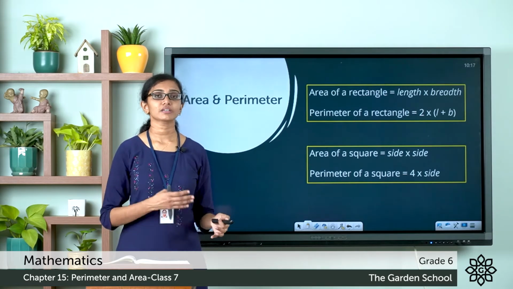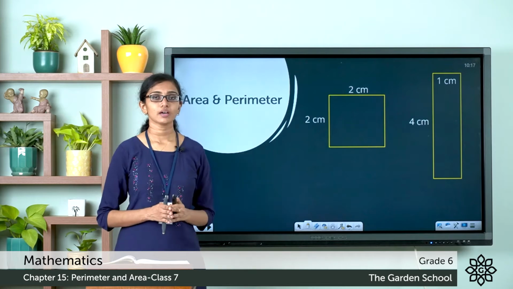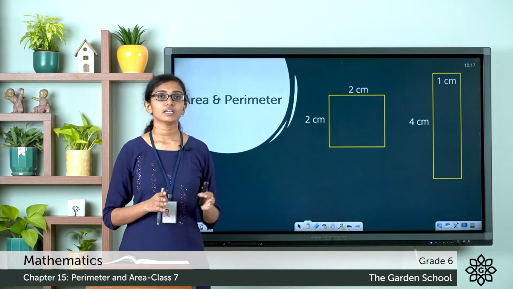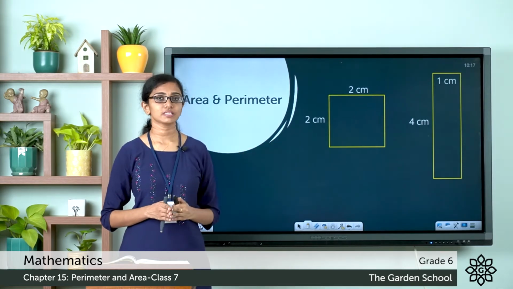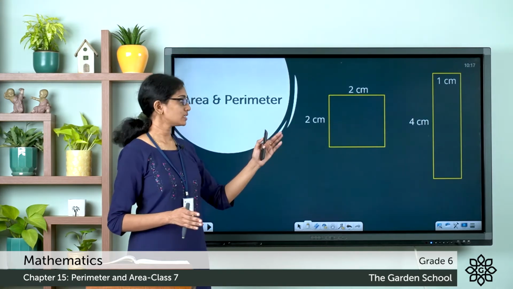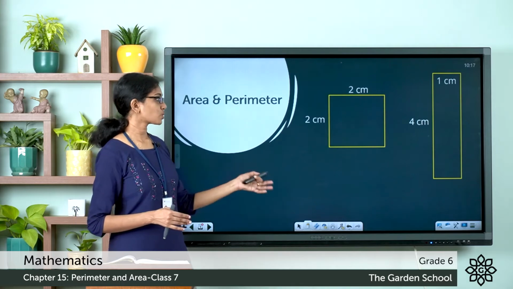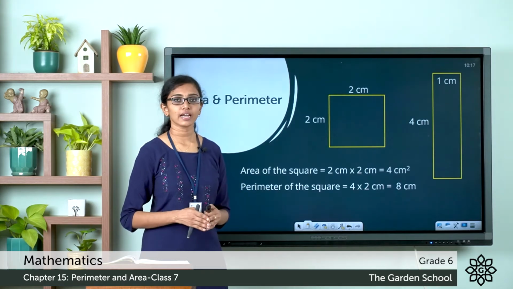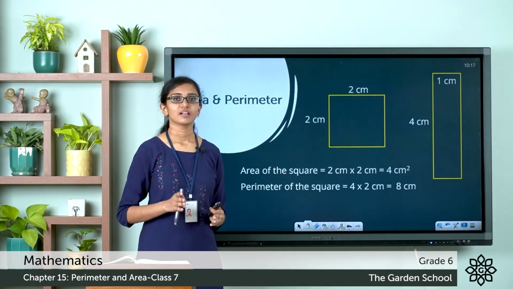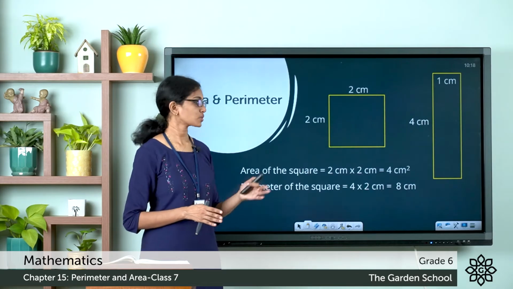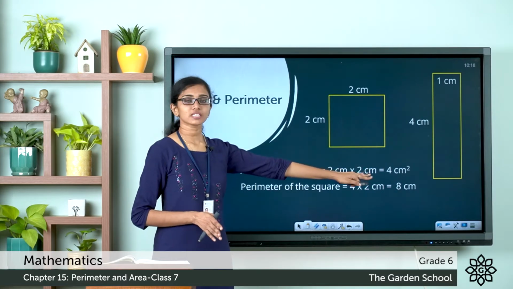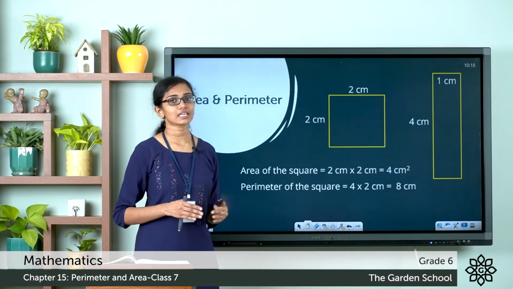Now, coming back to the example. Here we have a square with sides 2 cm each. Now, we can see a rectangle. The longer side or the length is 4 cm and the breadth is 1 cm. Let's first find out the area and perimeter of this square. The area is equal to side into side, that is 2 cm into 2 cm, which is equal to 4 cm square. The perimeter is 4 times the length of a side, so it is 4 into 2 cm, which is equal to 8 cm. So, the area is 4 cm square and the perimeter is 8 cm.